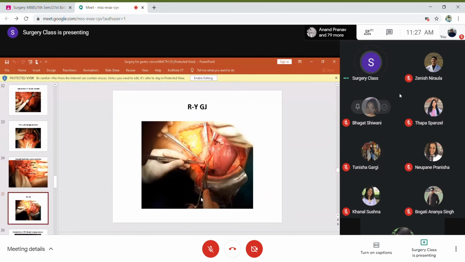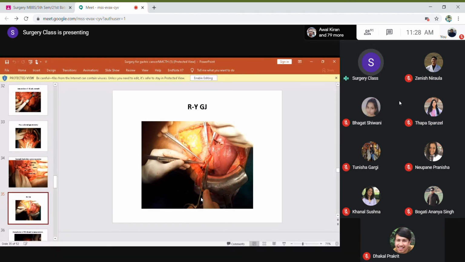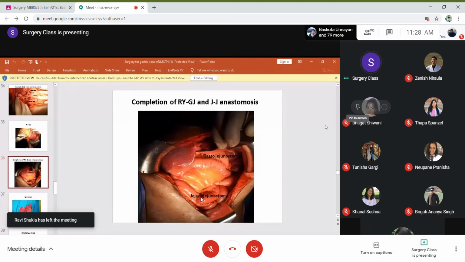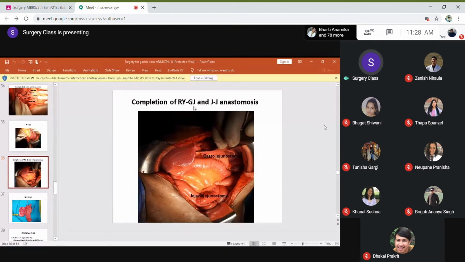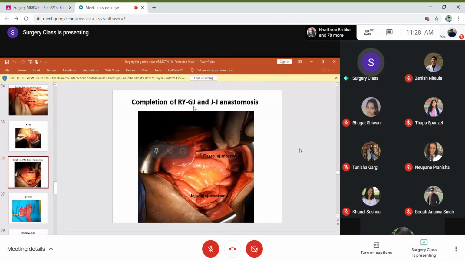Now, if you see this, we are making an anastomosis with the remaining stomach. The remaining stomach we can see on the right side, that is the remaining part of the stomach, and on the left side where there are the forceps, you can see the jejunum being brought up. The jejunum is being brought up and we are making an anastomosis. Now you see the completion of Roux-en-Y gastrojejunostomy and jejunal anastomosis.